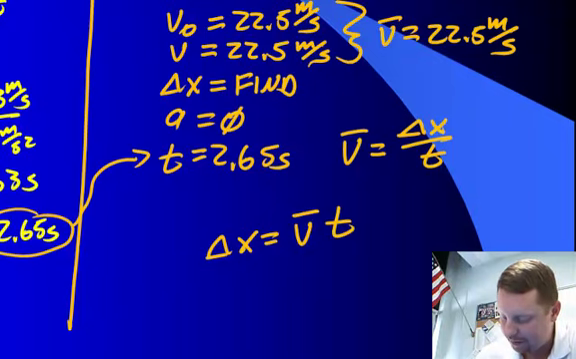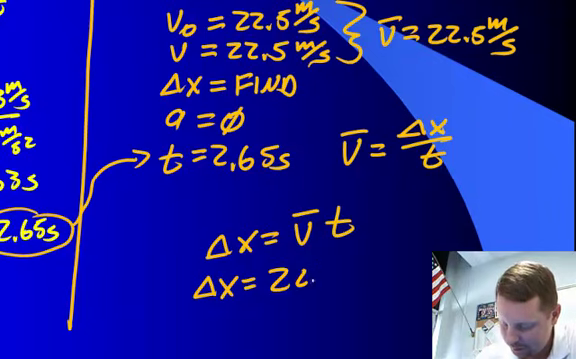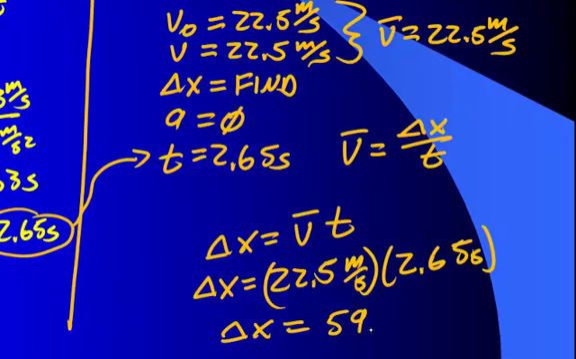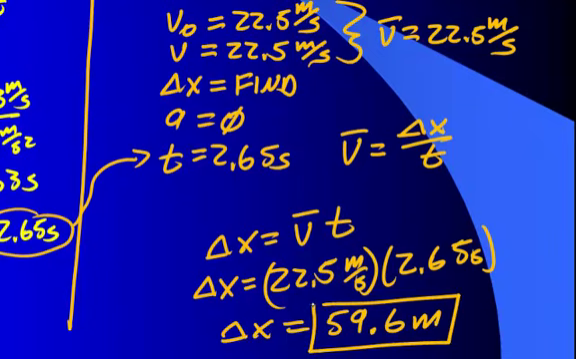So we could use our formula, average velocity equals delta x over t, and solve for delta x equals v average times t. Delta x equals 22.5 meters per second times 2.65 seconds, substituting in with units. We get a final answer, delta x, of about 59.6 meters.